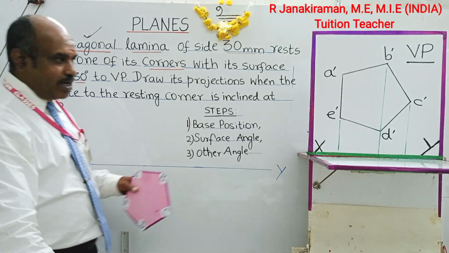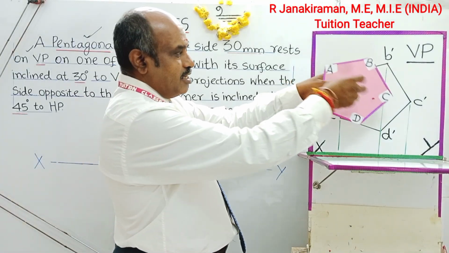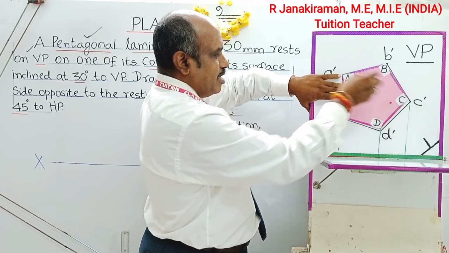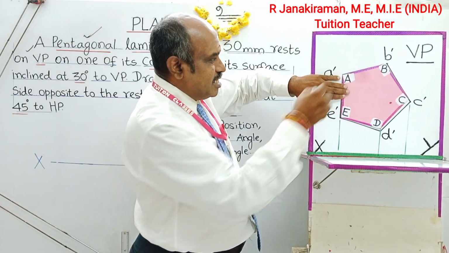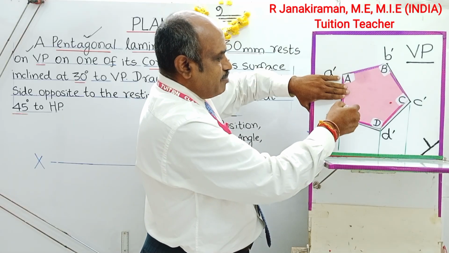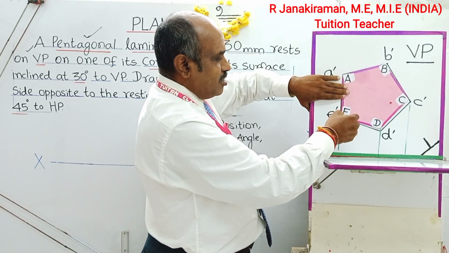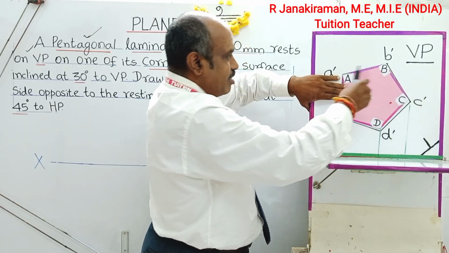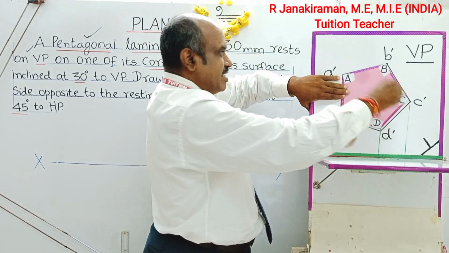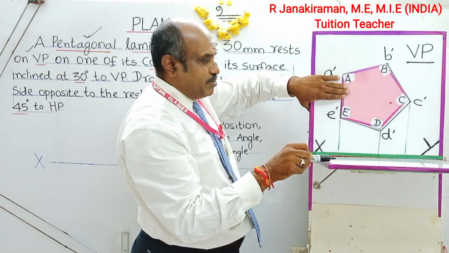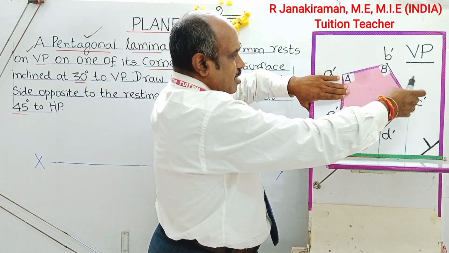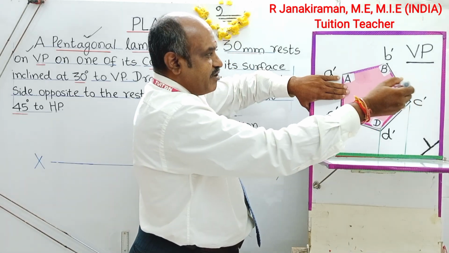Assume the lamina is placed on the vertical plane VP like this. This will be the position of the pentagonal lamina, placed in such a way that the side AE is perpendicular to the XY line. Perpendicular means vertical with the XY line. The XY line is the joint connecting the VP and the horizontal plane HP. This will be the position of the pentagon, and this particular view is called the front view.